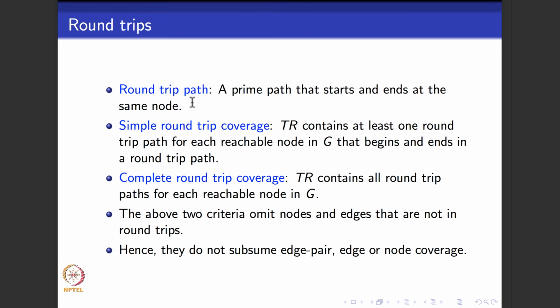A round trip is a prime path that starts and ends in the same node. We've seen these. These are just specific kinds of prime path. What is simple round trip coverage? Test requirement contains one round trip path for each reachable node that begins and ends in the same vertex. What is complete round trip coverage? Test requirement contains all the round trip paths, right? So they subsume edge and node. They do not subsume edge pair, edge or node coverage, right?